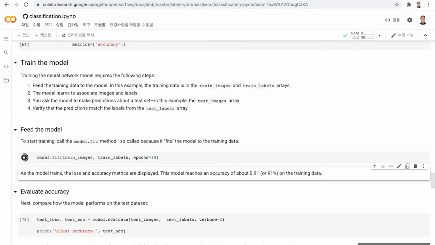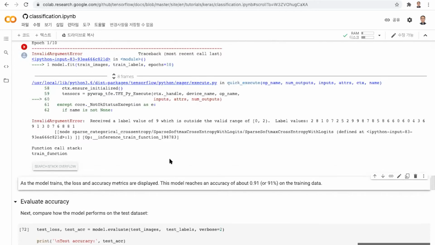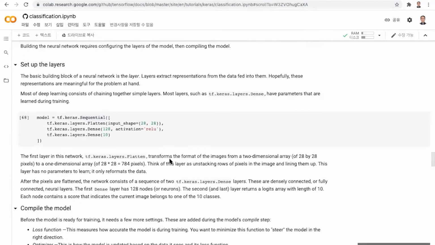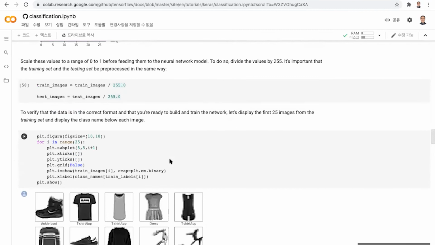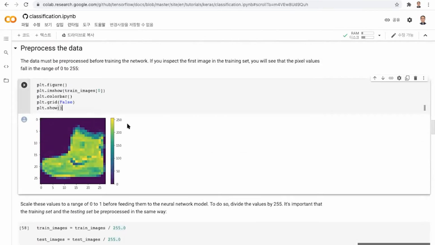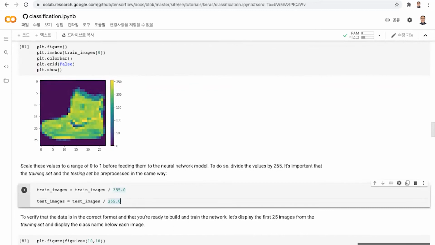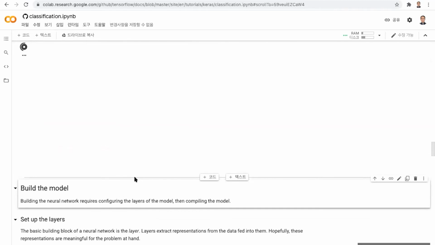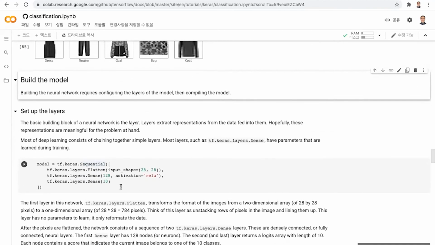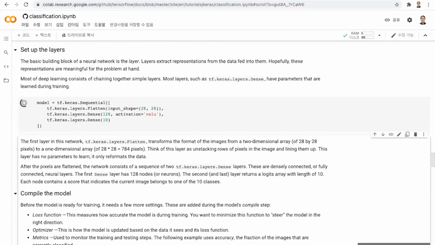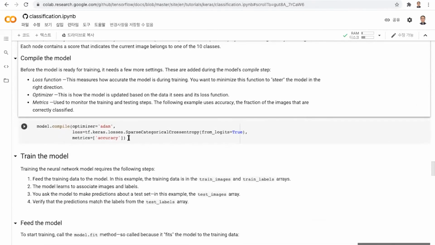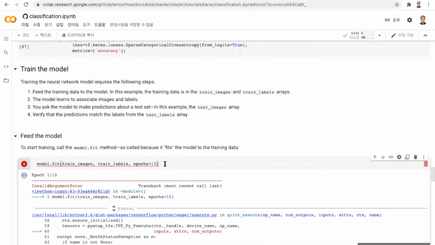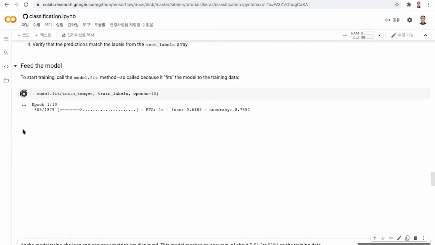So let's see. Oh, it's not working. Why? Maybe I did not do something. So I saw this, and then the train images, and see the pictures, and then build the model, compile, and then fit.